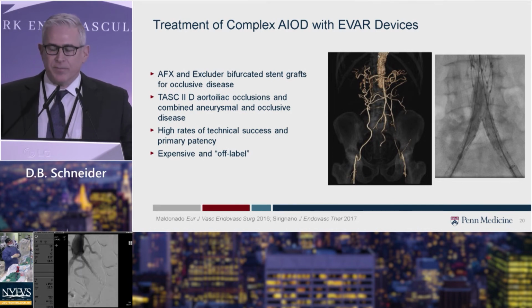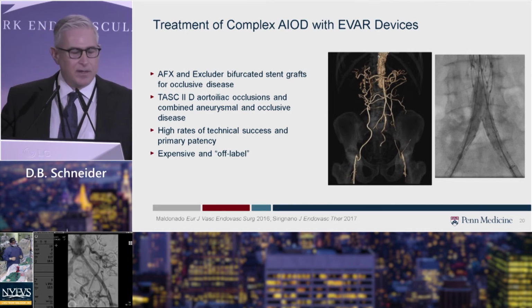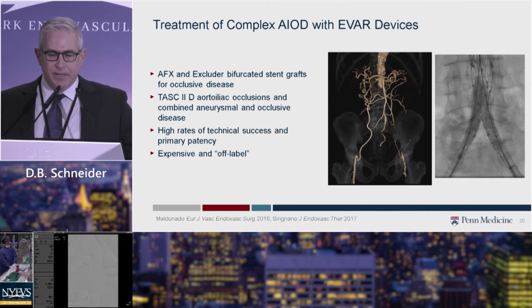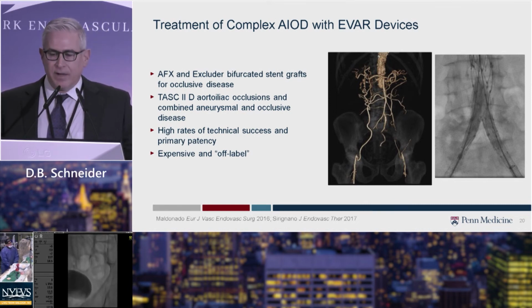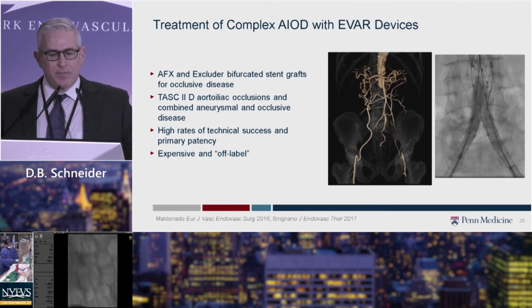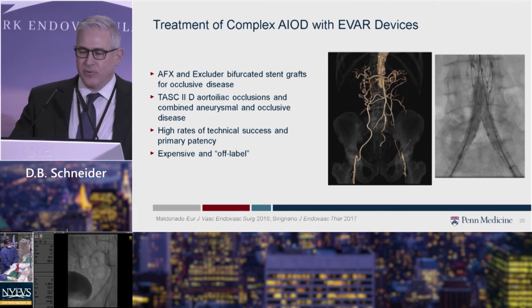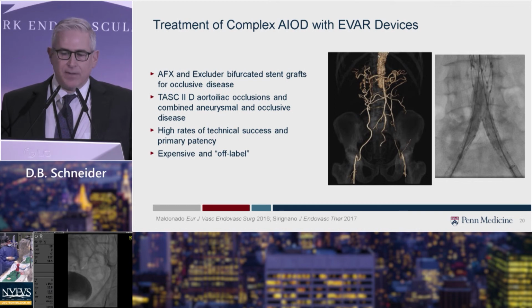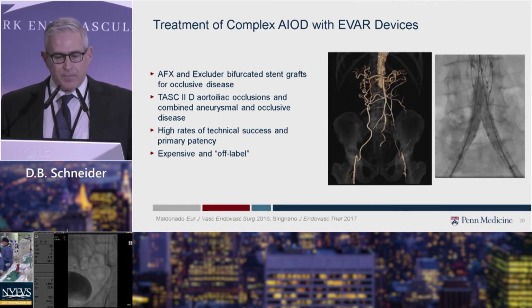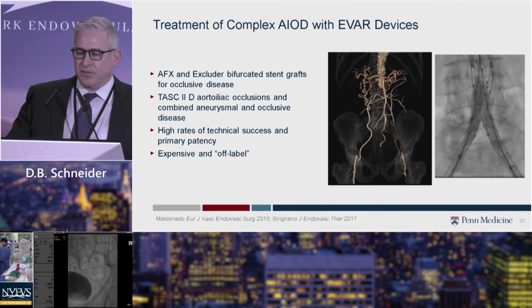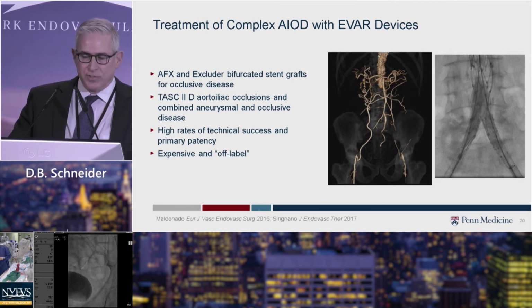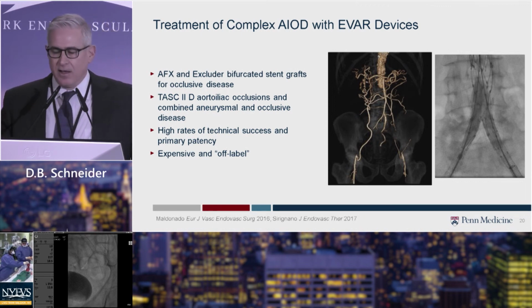There is also a role for treatment of some of these really complex cases with EVAR stent grafts. Data on that is really quite limited. AFX and Excluder bifurcated stent grafts have both been used for occlusive disease, and I've used both in my practice. Typically, these are going to be for the TASC D aortoiliac occlusions, and oftentimes, if a patient has combined aneurysmal and occlusive disease, that's another indication to use an aortic stent graft as opposed to just bare or covered stents. High rates of technical success and primary patency for these approaches have been described, but keep in mind it is expensive, and clearly it's an off-label therapy.